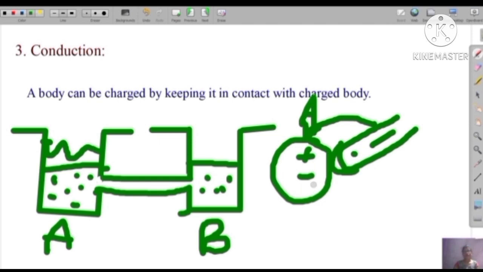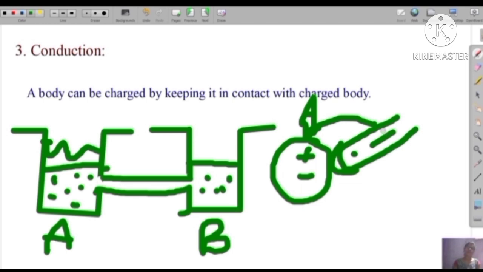The charges will flow from the rod which I have brought into contact to the body A, and those charges will be transferred to the body A. Is it clear? When it is transferred, this body A will become a completely charged body. I hope you have understood the conduction process.